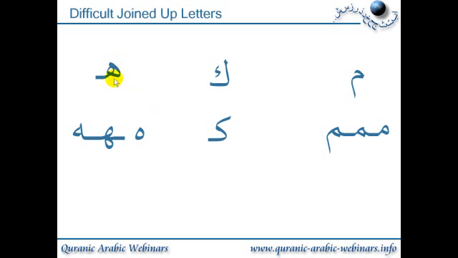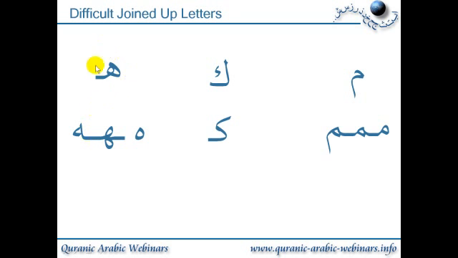And the letter ha is written normally with these two small loops when it's joined up. Ha on its own, if it's not joined to anything, is written as this small little circle. If it's joined up in the middle of the word, i.e. it's joined up to a letter before it and after it, it will be written with these two small loops on the line. And if it's joined at the end of a word, it will be written like this because it joins to the previous letter.